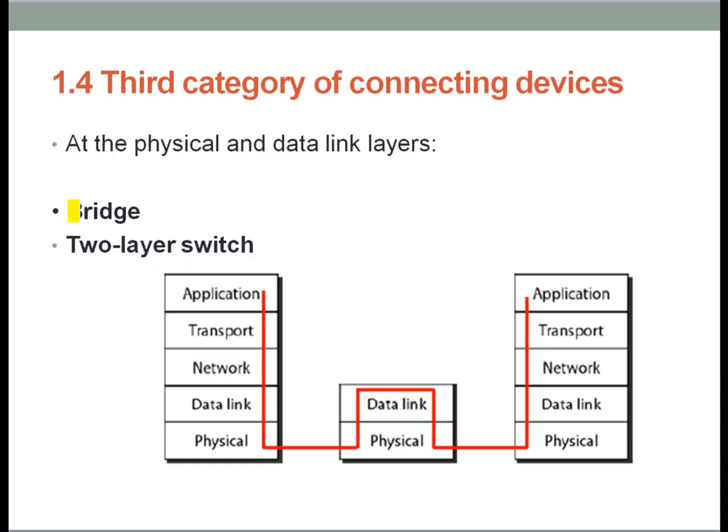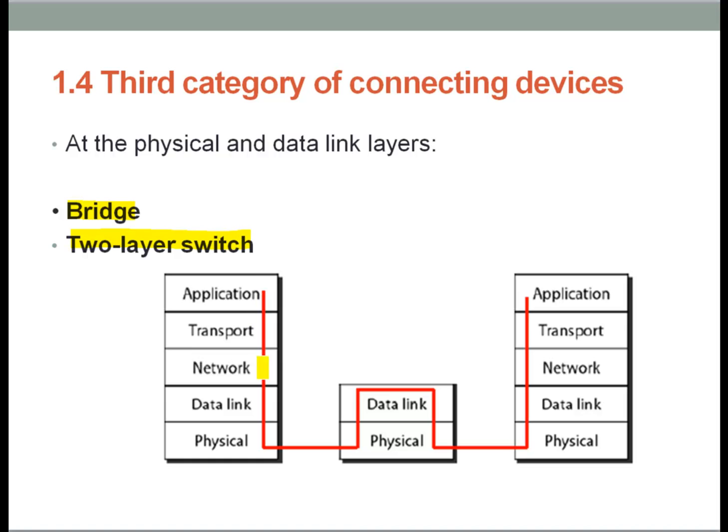The first device is a bridge. Okay, it is a bridge. Then the second is layer 2 switches. So these are the 2 devices which are working in layer 2 of your OSI model.